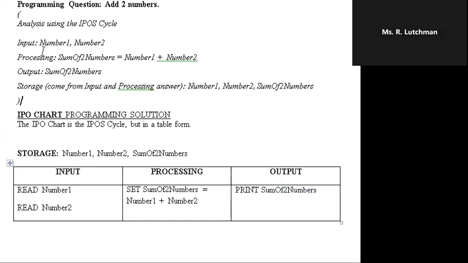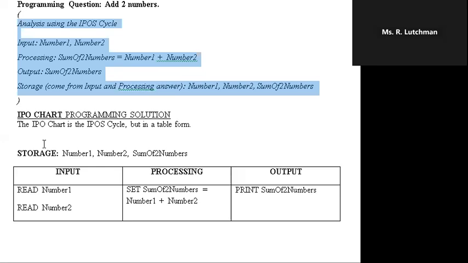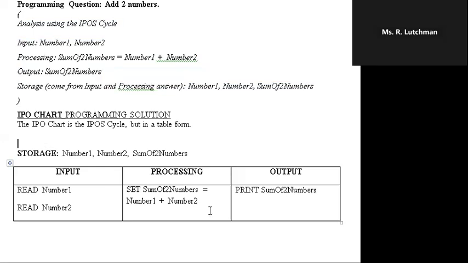So once you do this analysis, I don't know if you're realizing, once you do this analysis, it makes everything else easier. IPO cycle makes everything easy. You just have to know the commands next and follow the rules for variable names. And it's not too bad.